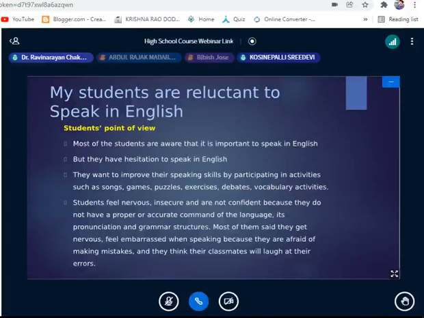So she has collected data using her journals. She has a habit of writing journals. You have to reflect on your journals. And then she has conducted interviews with students. Analyzing students' progress, right? All right. And then, yeah.